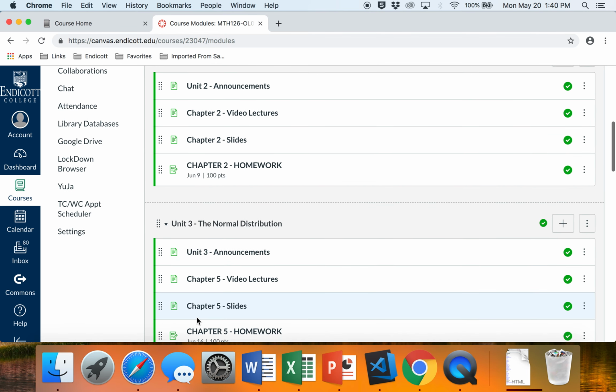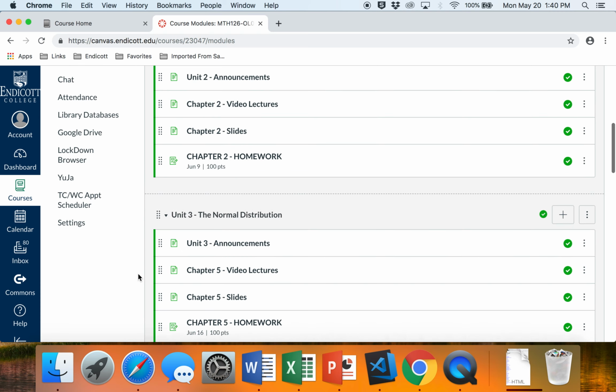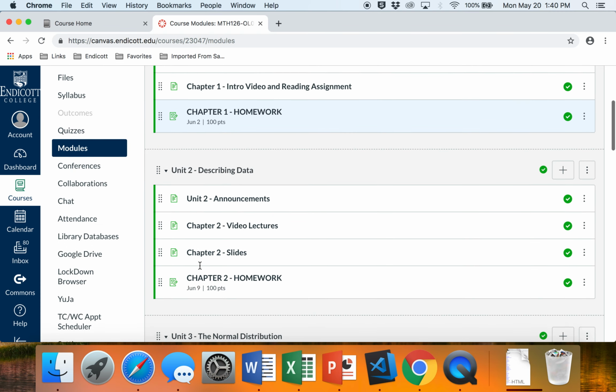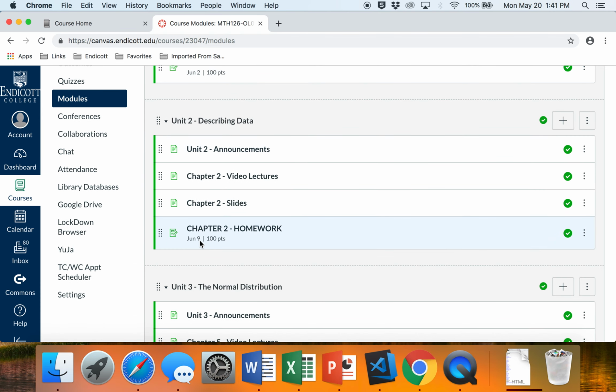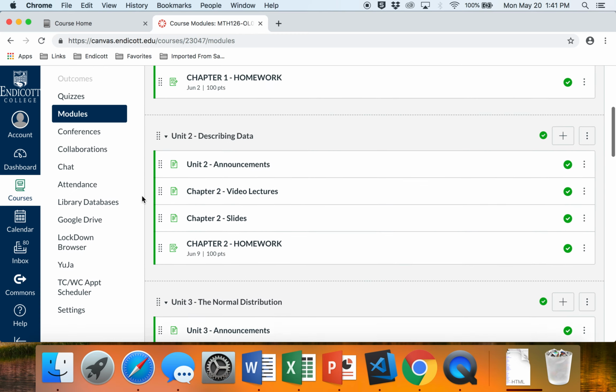Every unit has something due, and they're separated by a week. For example, for the first unit, the homework is due on Sunday, June 2nd. Unit 2 is due Sunday, June 9th, and so on. You can see everything is just one week off. So you have a week to complete each unit. But please do feel free to work ahead, especially if you have travel or other things coming up.